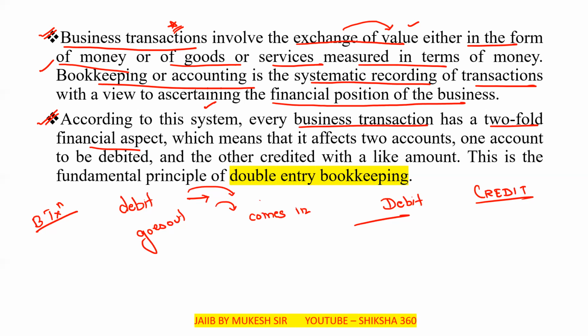This is the meaning: a financial or business transaction has a twofold financial aspect, which means it affects two accounts. One account is to be debited and the other account is credited with the like amount. This is the fundamental principle of double entry bookkeeping. What is double entry bookkeeping? If one account is to be debited, the other account is to be credited.